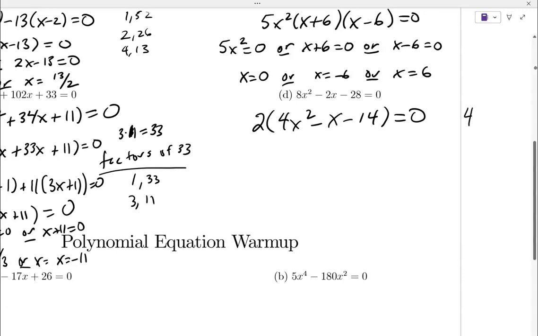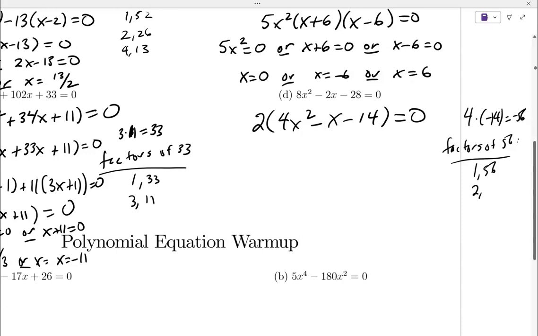Yeah, 4 times the -14. So we got -56 there. Factors of 56. Don't everybody shout at once. What are the factors of 56? Yeah, you're right. Exactly right. We're going to use 8 and 7.